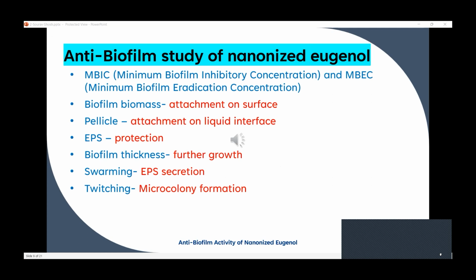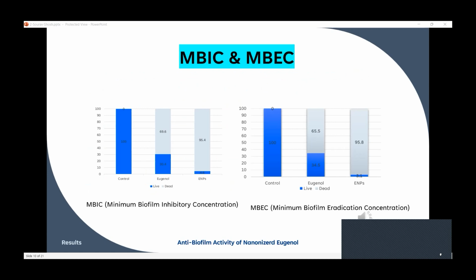Anti-biofilm study of nanonized eugenol was performed by various parameters such as determination of MBIC, that is minimum biofilm inhibitory concentration, and MBEC, that is minimum biofilm eradication concentration. Another parameter is biofilm biomass, that is corroborated to bacterial attachment on surface, pellicle, that is bacterial attachment on liquid interface, EPS, which provides protection, biofilm thickness, swarming, that is related to EPS secretion, and twitching, that is correlated with microcolony formation.